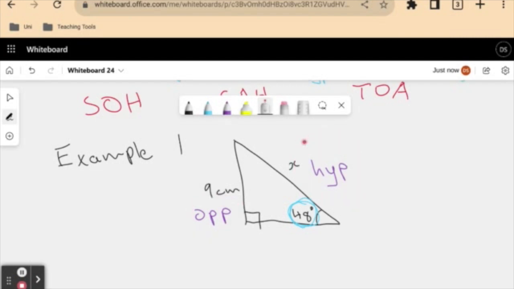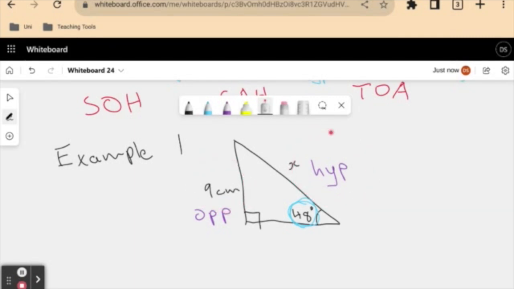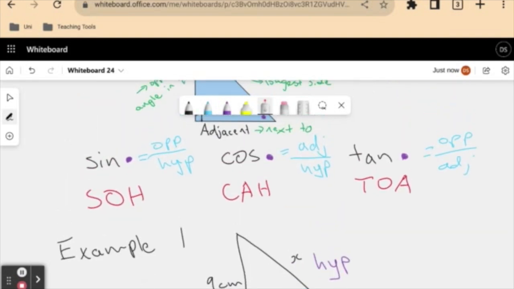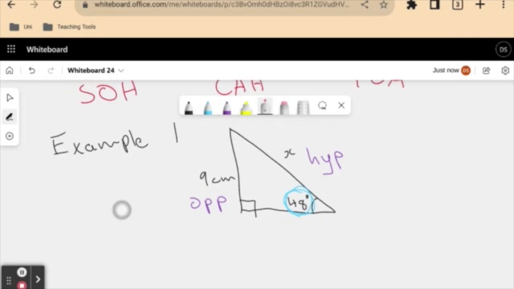So just writing these down already puts us in a really great position. So we have an angle, a known side and an unknown side. And we have a trigonometric ratio that links my opposite with my hypotenuse. And that is my sine. You will see on your calculators sine, cos, tan, and we'll work through how to use that.